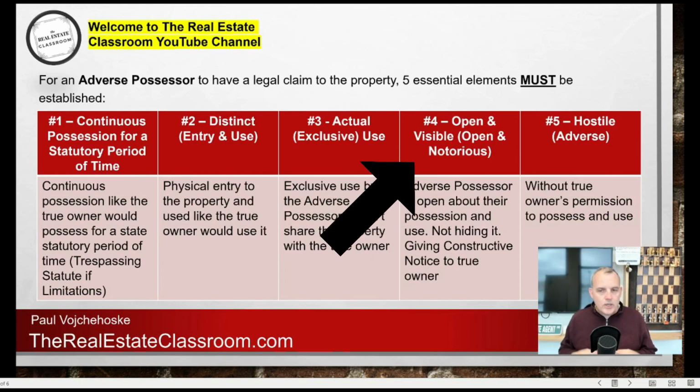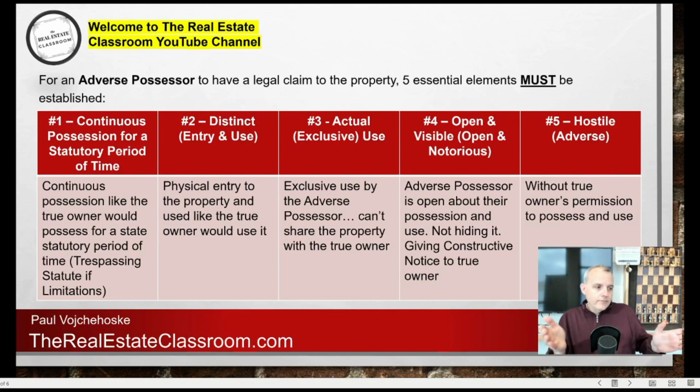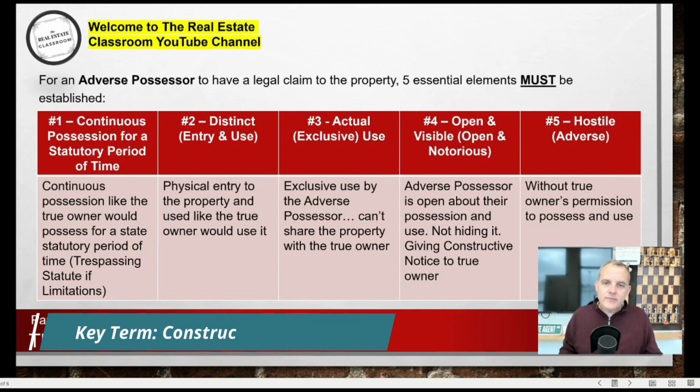Number 4, it has to be open and visible, or sometimes we hear it as open and notorious. The adverse possessor must be very open and transparent about their possession and use of the property. They're not hiding anything. In fact, the neighbor should be able to view what's going on on that piece of property and have no reason to believe that the adverse possessor is not the true owner. The adverse possessor is doing everything and acting like they are the true owner.